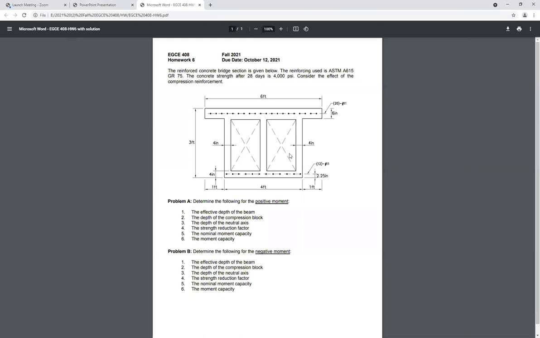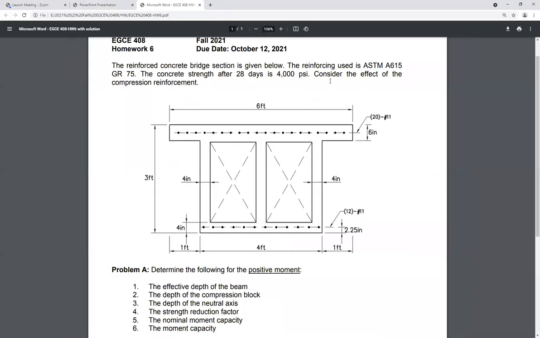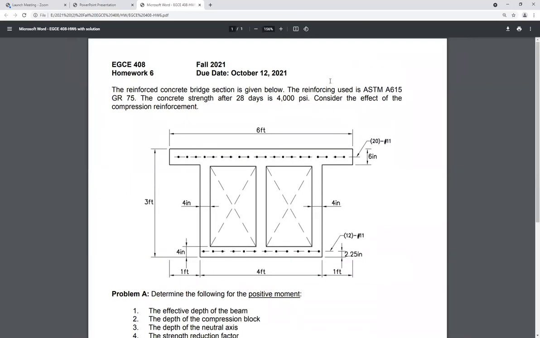Which is going to be this beam. It's going to be a very good beam for exercise. So we just finished the beam design. And actually, this is going to be for a bridge. This is not due on Sunday. It's going to be October 12th, right?